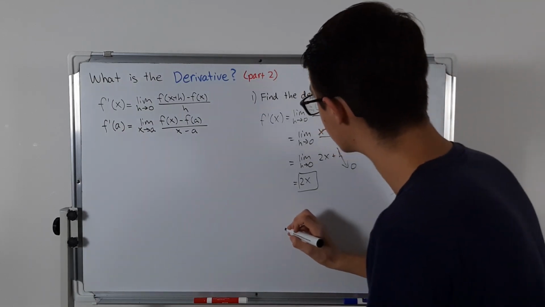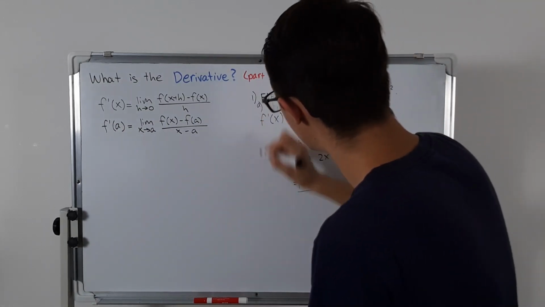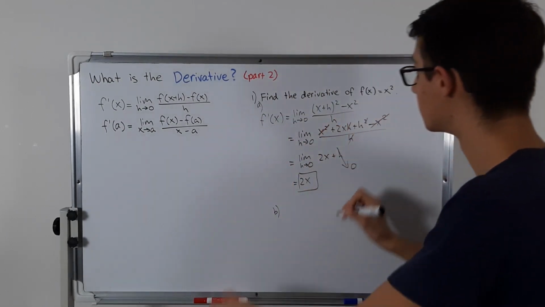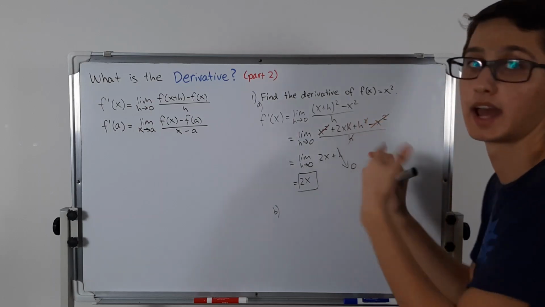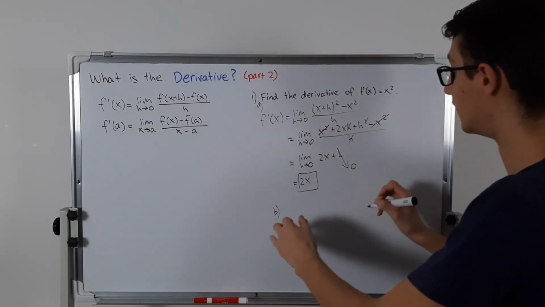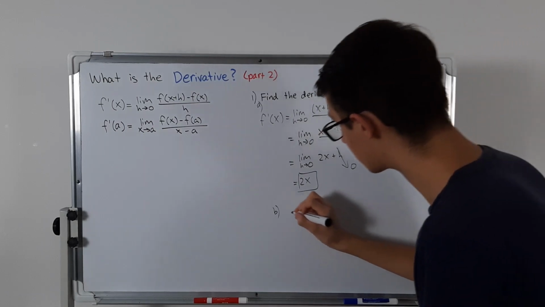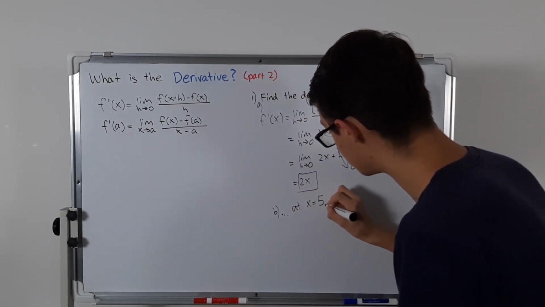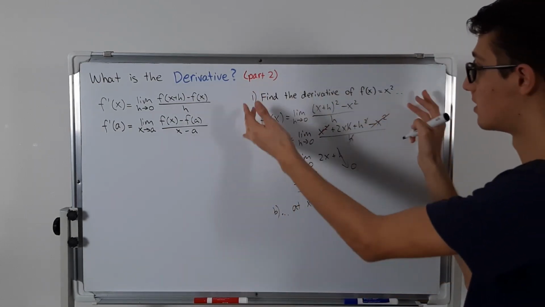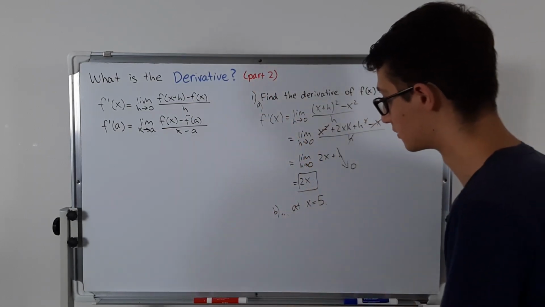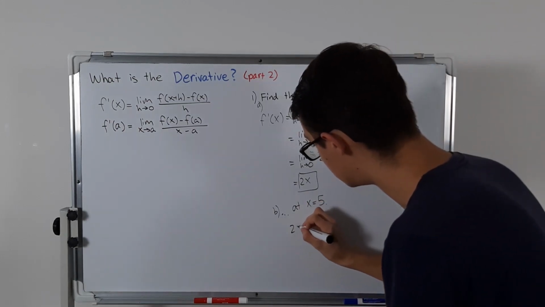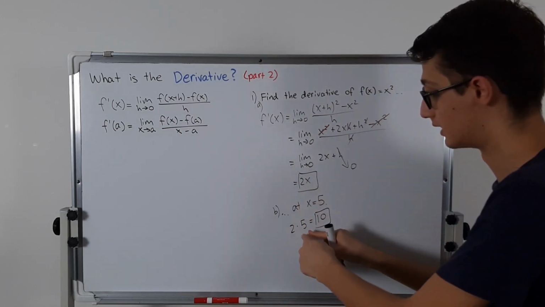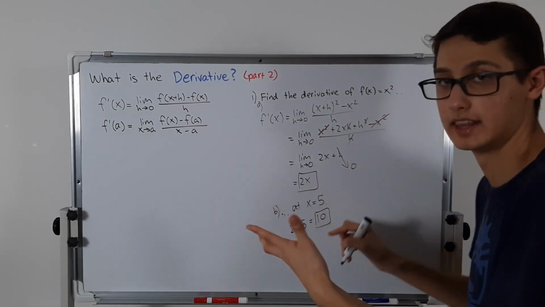Now I guess this is like a part A, and this is a part B. Now we can find the derivative of f of x equals x squared at a particular point, here at, let's say, x equals 5. So we're finding the derivative of f of x equals x squared at x equals 5. Well, that's easy. We just say 2 times 5, that's 10. All I did was plug the 5 into here, and that's our answer.